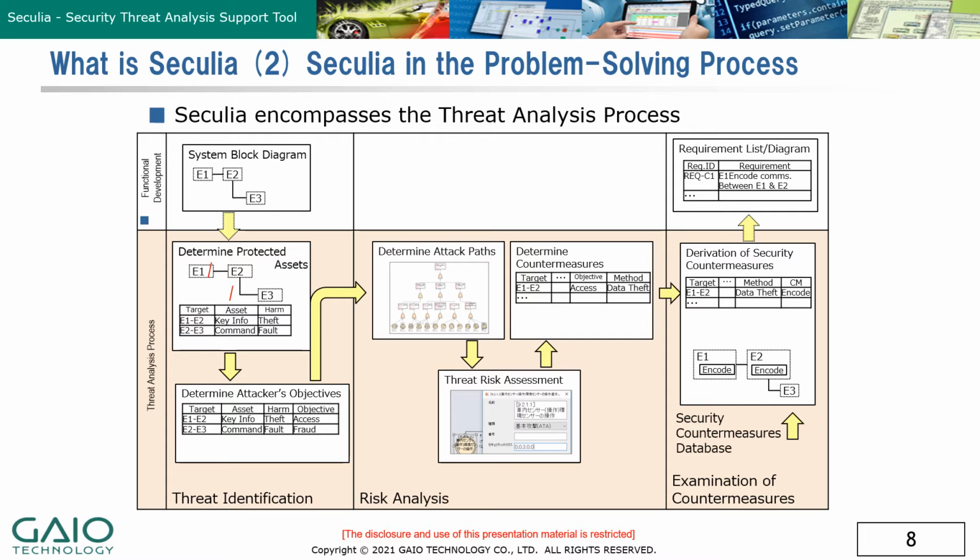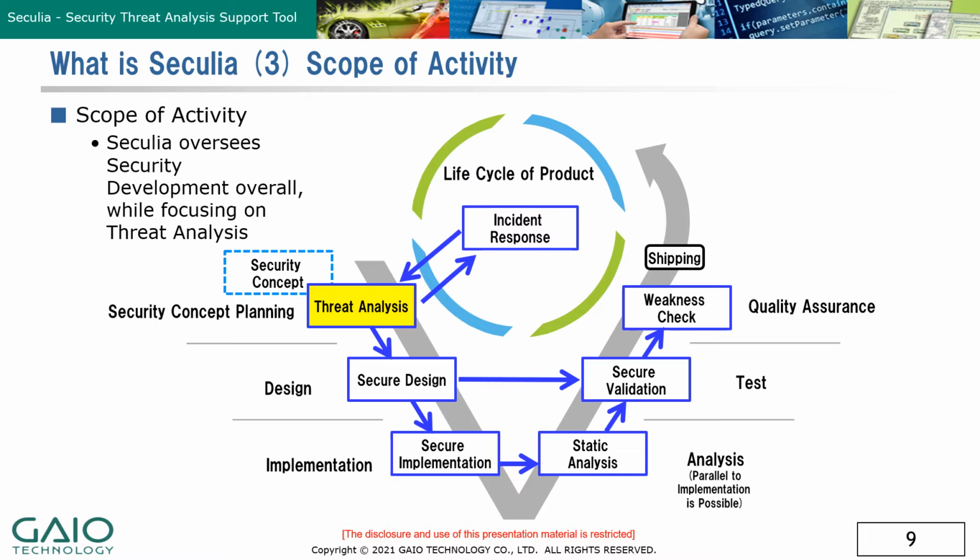Countermeasures can be determined by selecting from a database of possible solutions, and then these security measures are implemented as part of the development process. The scope for Seculia usage is from concept planning to system realization. It can also be used to update the design when new incidents are detected.